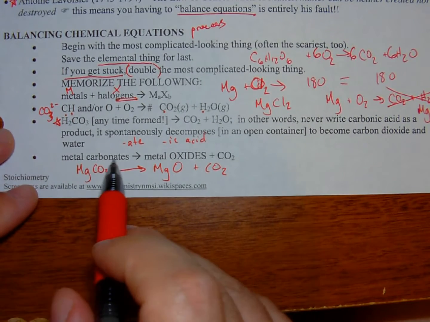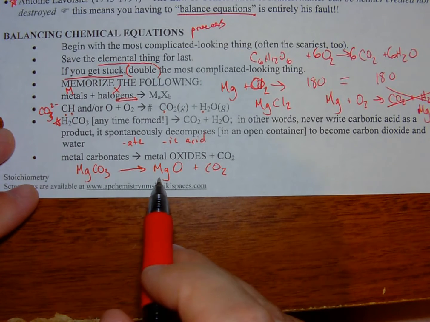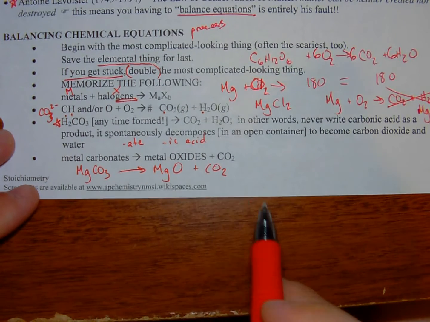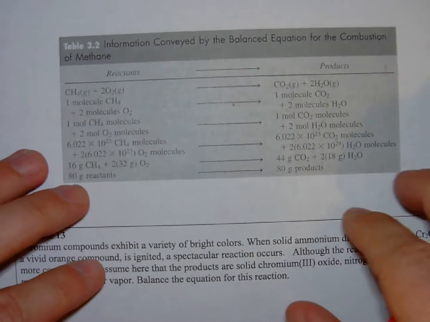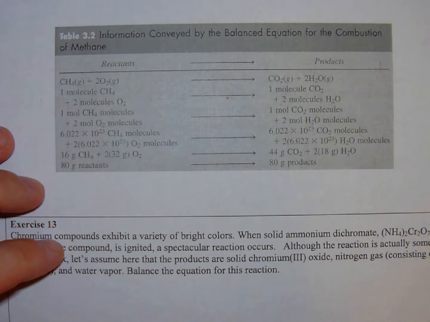Any metal carbonate is going to break down to a metal oxide of that metal, same metal, and then CO2. Again, not absolutely fundamentally critical that you memorize that, but it will make things easier for you during some of the longer free response questions.